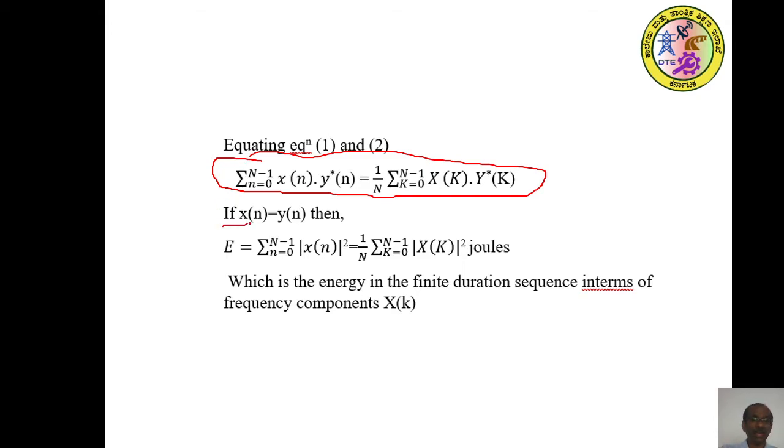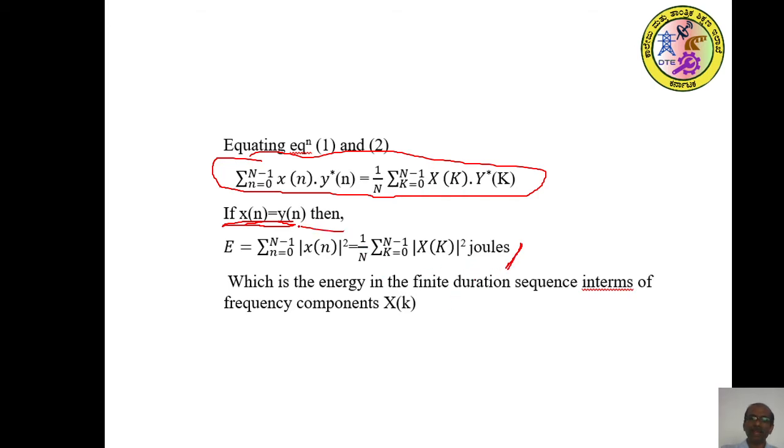As a special case, if x of n is equal to y of n, when it is a case of autocorrelation, that is both are the same, you get a formula: energy E is equal to summation 0 to N minus 1 modulus of x of n whole square, is equal to 1 by N summation k is equal to 0 to N minus 1 modulus of X of k whole square joules, because it is an energy formula.